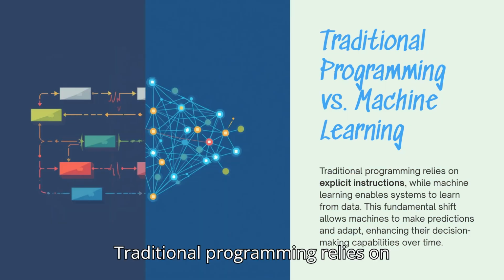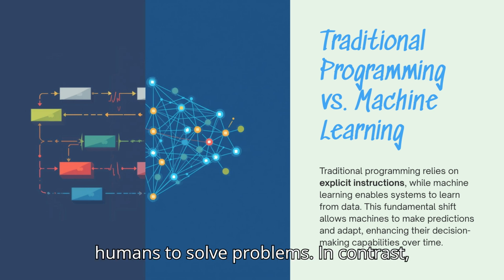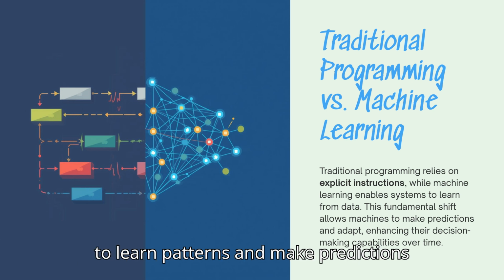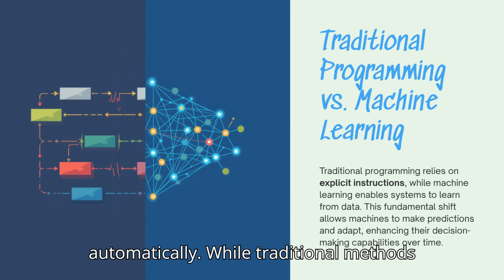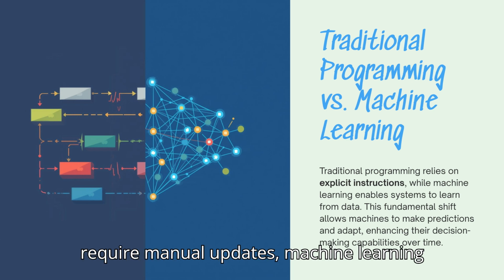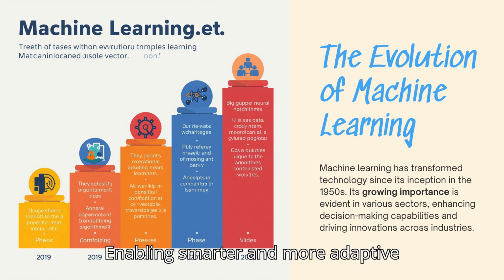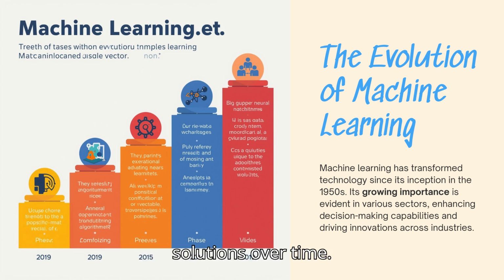Traditional programming relies on explicit rules and logic defined by humans to solve problems. In contrast, machine learning uses data and algorithms to learn patterns and make predictions automatically. While traditional methods require manual updates, machine learning systems improve through training, enabling smarter and more adaptive solutions over time.